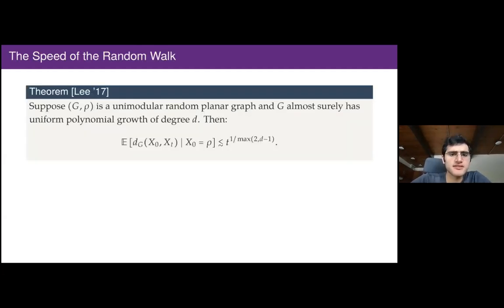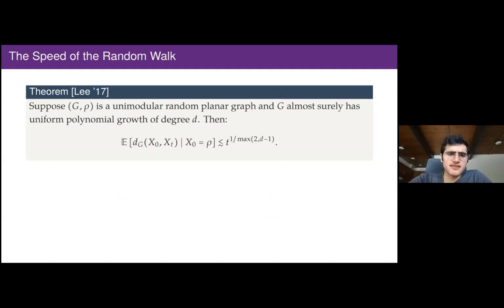Yep. So something that I didn't cover in this talk, but I want to just mention, is that we also answer some other interesting questions about these random walks on these graphs, and that is about the speed of the random walk in these graphs. The speed of a random walk is defined as the expected distance that you take after taking t many steps in the random walk.